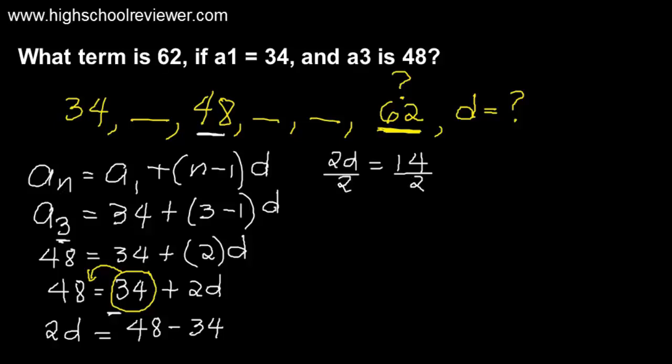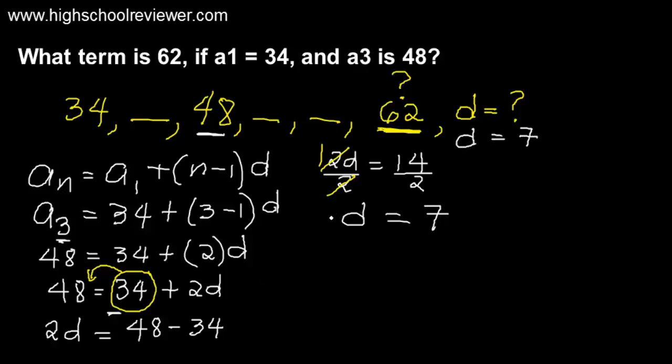So 2 divided by 2, this will be equal to 1. So this is positive 1. So 1 multiplied by D, that is equal to positive D. And 14 divided by 2 is positive 7. We now have our value for D. So D here is equal to positive 7.